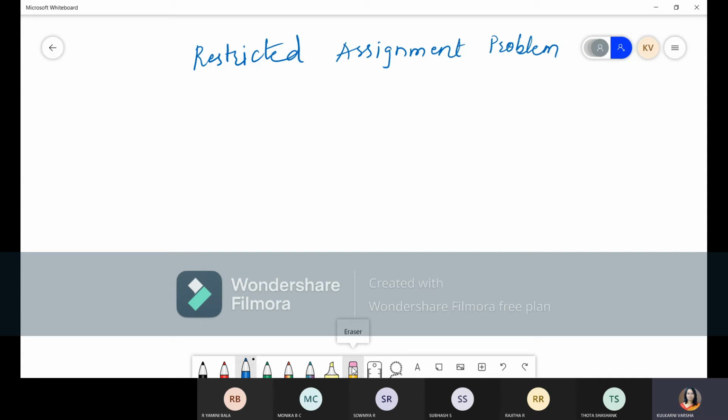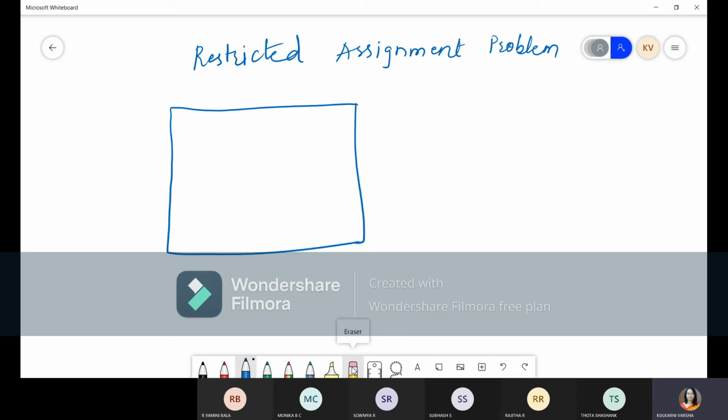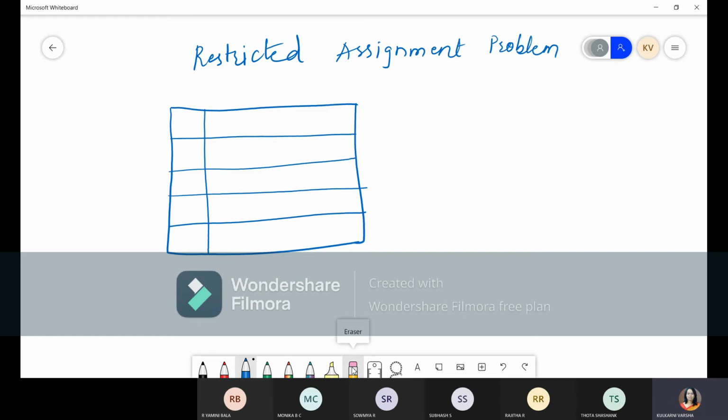Now here what will happen? They will give some cells that we cannot allocate to anyone. That is the restriction they will state. So we'll go directly to the example, and you will come to know from the example itself whether it is a restricted problem or a normal assignment problem.